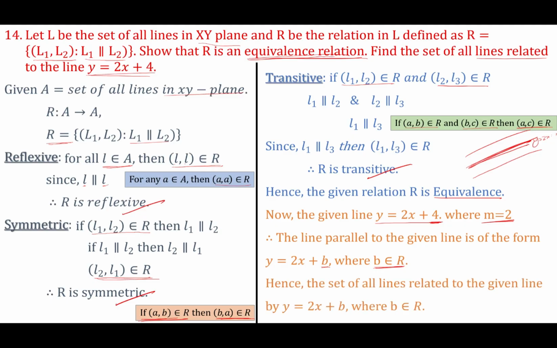So my final answer is: the set of all lines related to the given line y equals x plus 4 is y equals x plus b, where b is any real number.